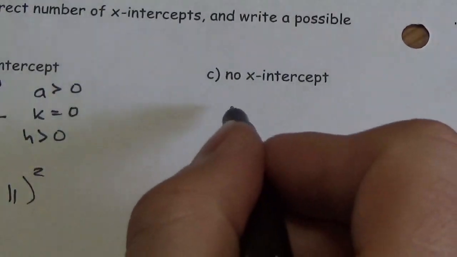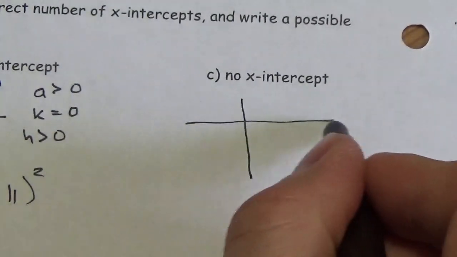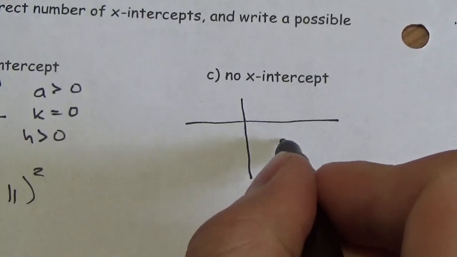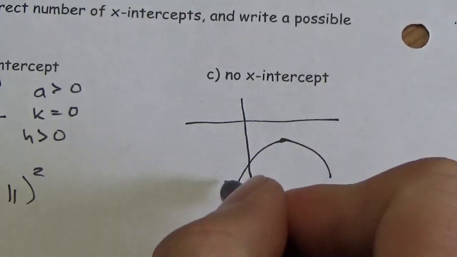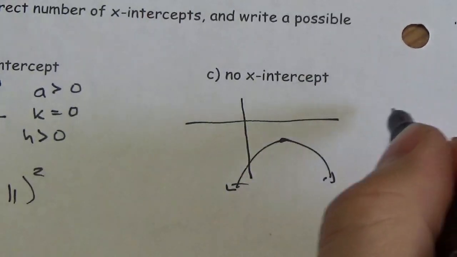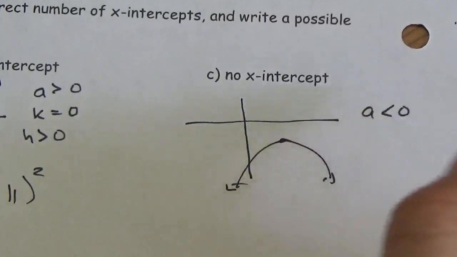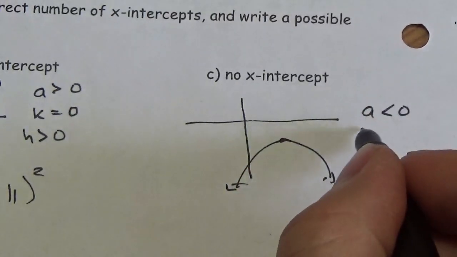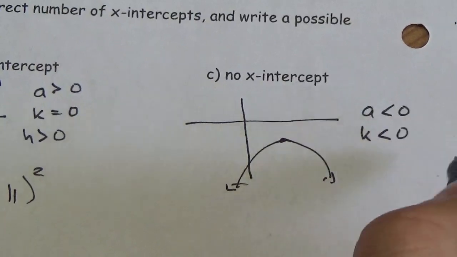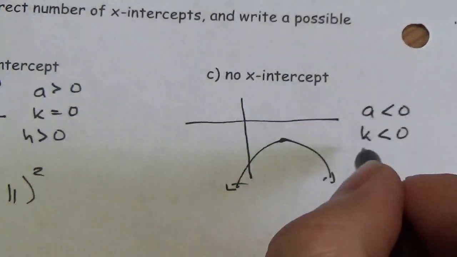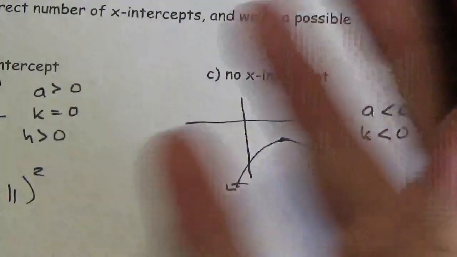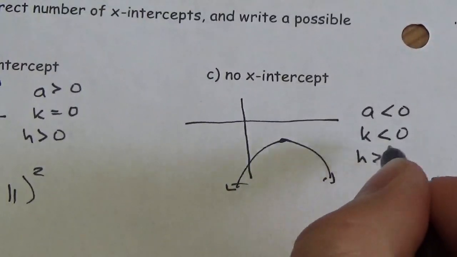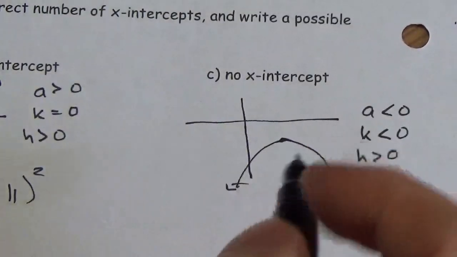And then finally, no x-intercepts. I'd say, well, this time let's make it open down. So we'll go down here and then like this. So it opens down, so I know that my a value is going to be less than 0. It has been moved down, so my k value is also less than 0. And once again, I moved it to the right. That's just my default. I don't know why I did that for all three of those. And h has got to be greater than 0.